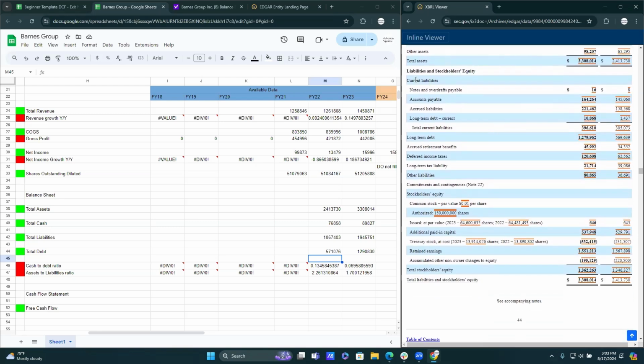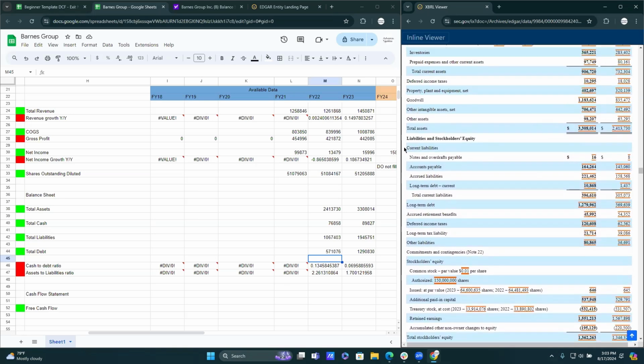Liabilities and stockholders' equity, current liabilities. So we'll start there. We have notes and overdraft payables. Also, before I get to that, current liabilities, similar thing with current assets. You kind of have that 1 year time frame. Notes and overdrafts payable. Okay, so I think notes might be included in debt.